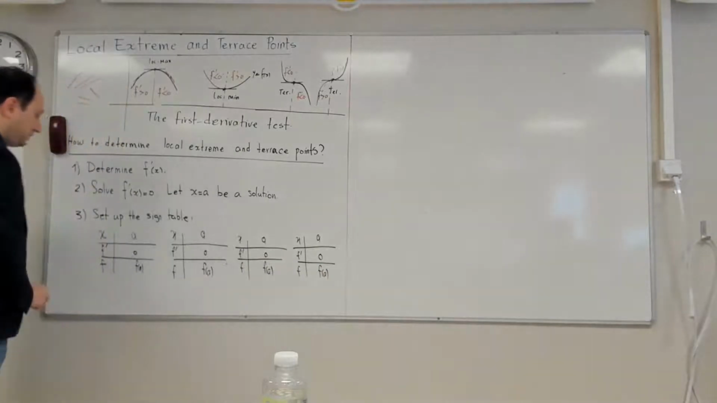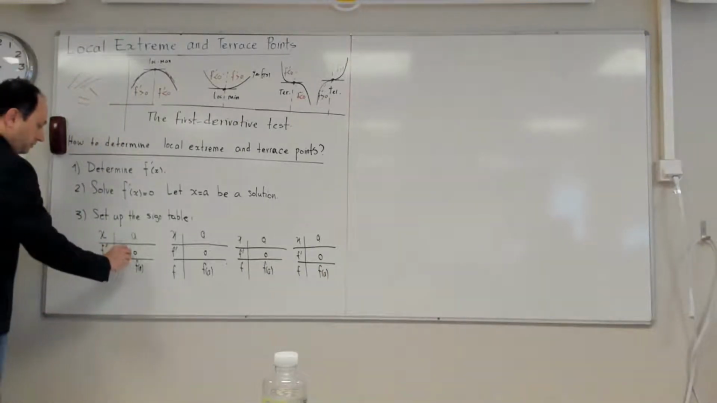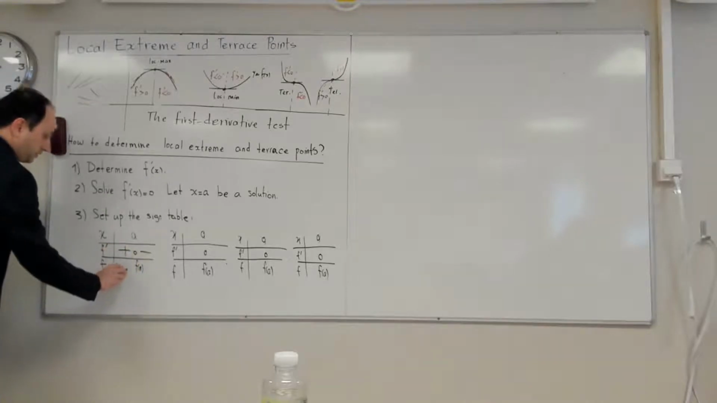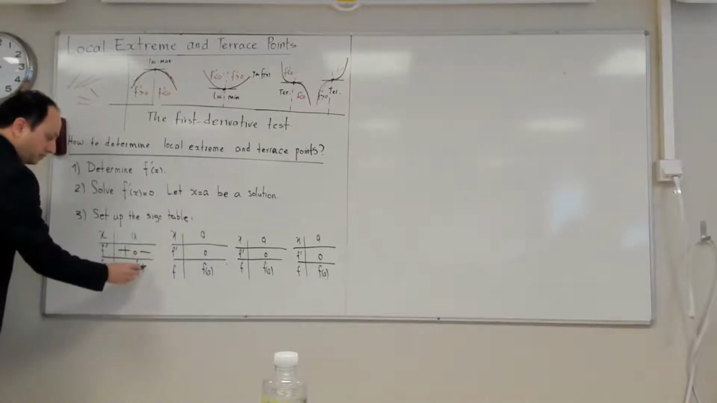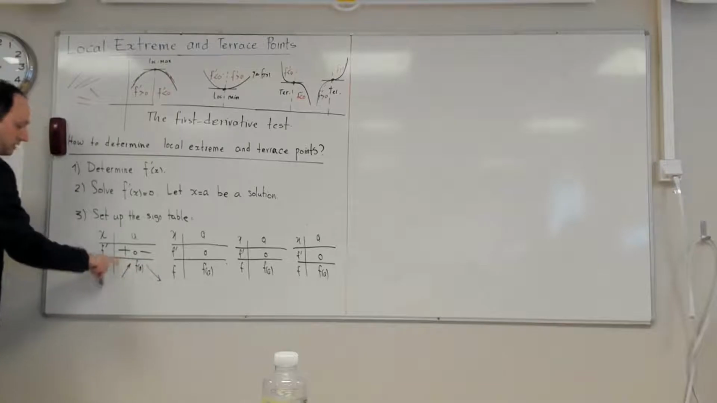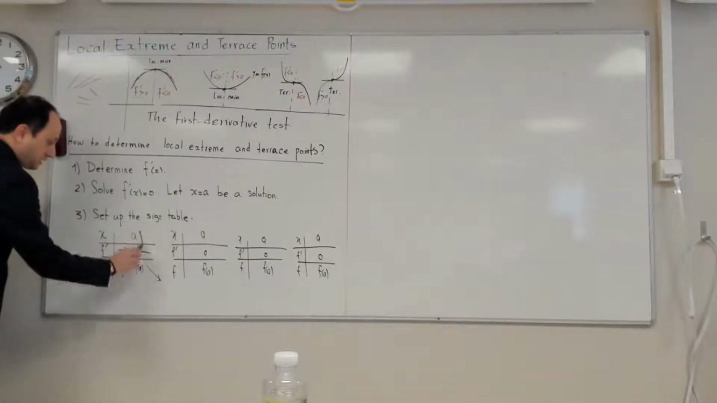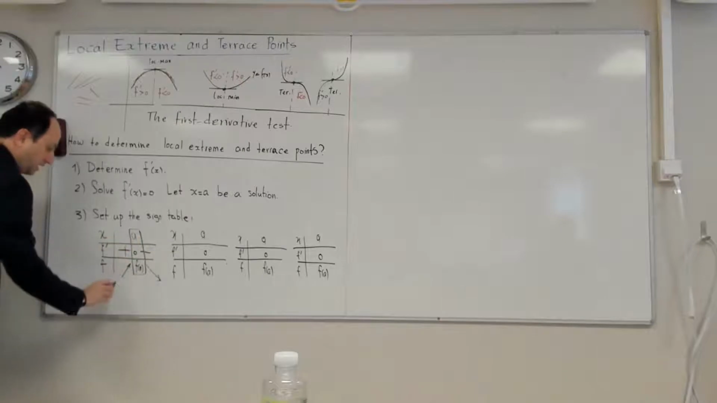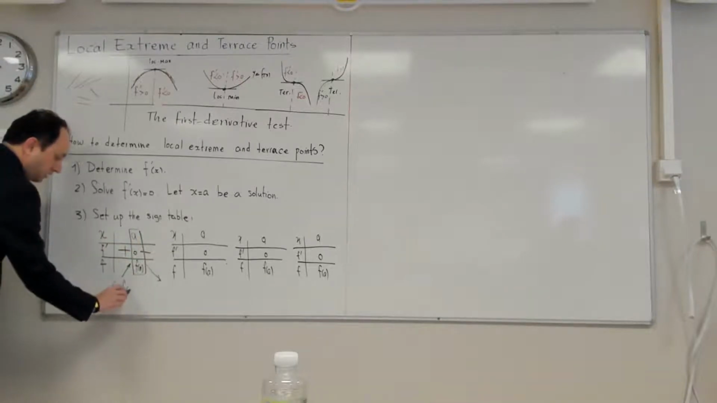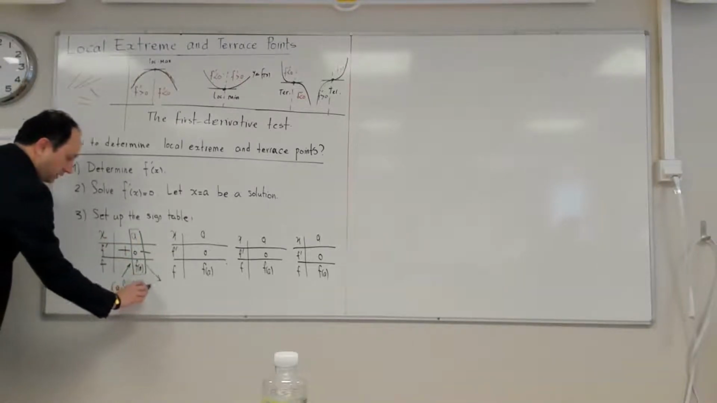There are 4 possibilities. If the derivative before that is positive and then negative, you need to draw these tables completely. So this arrow means the function is going up, this arrow means the function is going down. So this means that this point a, and f of a, is a local maximum.